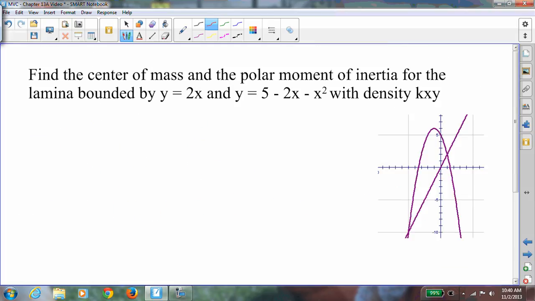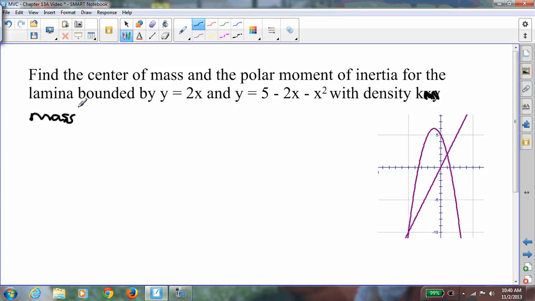Let's do a quick review of center of mass. Center of mass, there were basically a ton of formulas, so I want to just review each one. I'm actually going to make the density here a little bit easier, so I want to make the density equal to k of xy. So we'll start with mass and just take it from there.